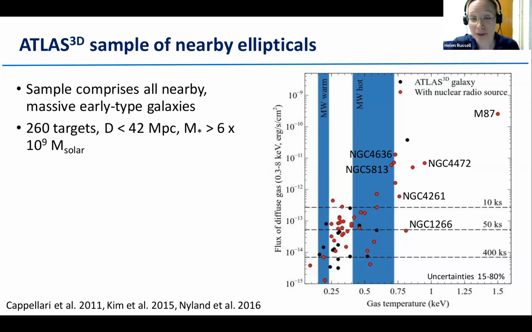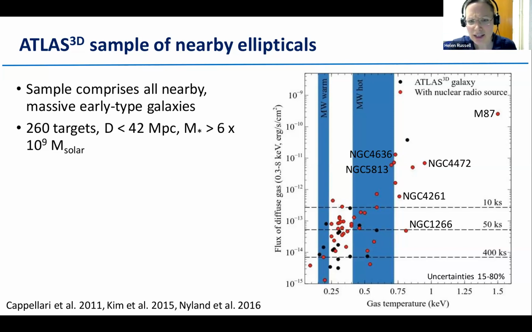So I've plotted on the top here, the blue bands are the temperature of the Milky Way's circumgalactic medium. So we've got a warm component and a hot component, but this is the kind of range we want to be in. These are the kind of systems comparable to the Milky Way that we want to be really studying.